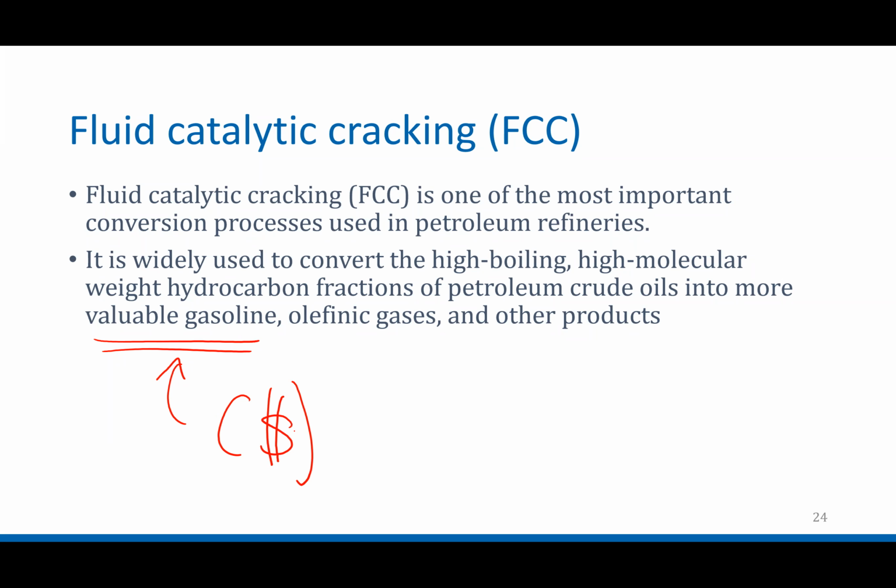So Qatar, for example, has a huge economy based around oil and gas, very much like where I'm from. And when you're breaking these products down, you need to consider, what do consumers need? How can we make money? So fluid catalytic cracking is used often because it takes these high molecular weight hydrocarbons and breaks them into something that is valuable, like gasoline.